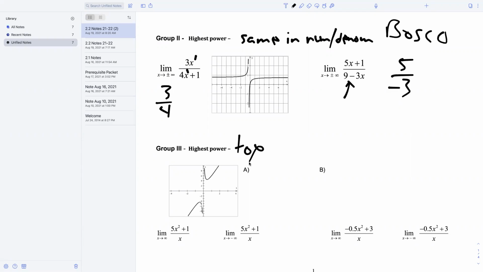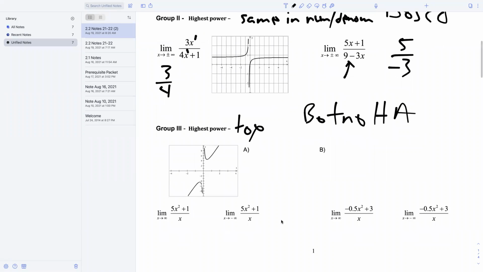Here's my little mnemonic device. You probably haven't heard this, but that's okay. But no ha. Which means what? Bigger on the top, and there is no horizontal asymptote. Bigger on the top, no horizontal asymptote. Okay, so look at the graph here for the first one.